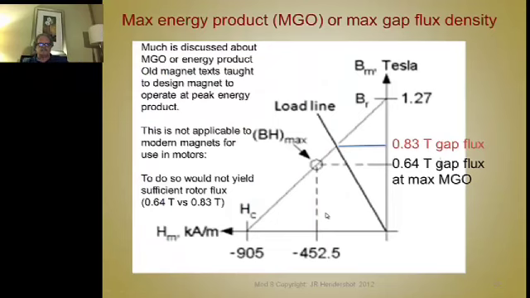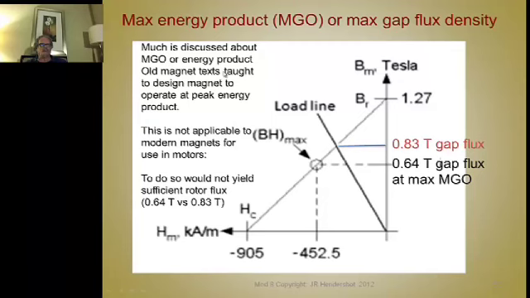Here's an example of that, where I want to clarify a point about energy product. All magnets you buy are rated or talked about by it. You know, a 38 grade magnet, that's 38 mega gauss oersteds. A 50 grade, 50 mega gauss oersteds. 45 mega gauss oersteds. 20 mega gauss oersteds. Whatever. That's a decent way to compare one magnet to the other.